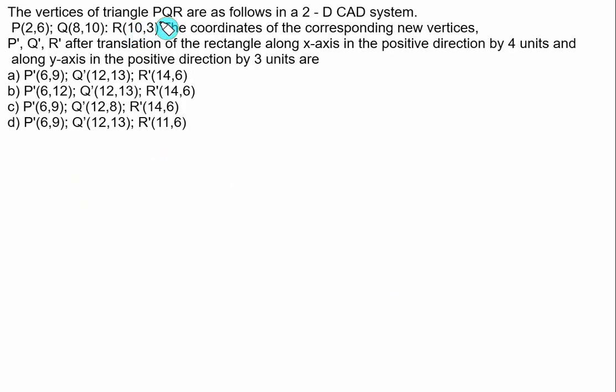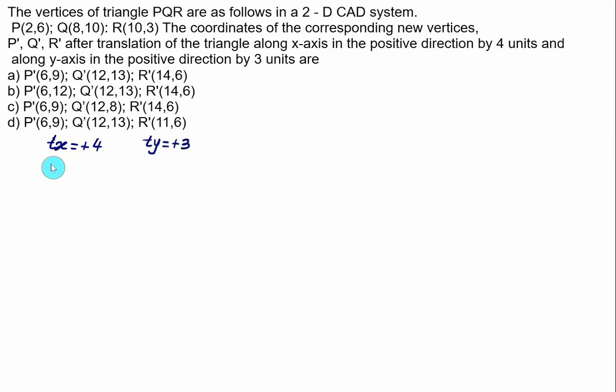The vertices of a triangle PQR are as follows in a 2D CAD system: coordinate of P is 2, 6, coordinate of Q is 8, 10 and coordinate of R is 10, 3. We have to find the coordinates of the new vertices P prime, Q prime, R prime after translation of the triangle along the x-axis in the positive direction by 4 units and along the y-axis in the positive direction by 3 units. It means that Tx is equal to positive 4 units and Ty is equal to positive 3 units.